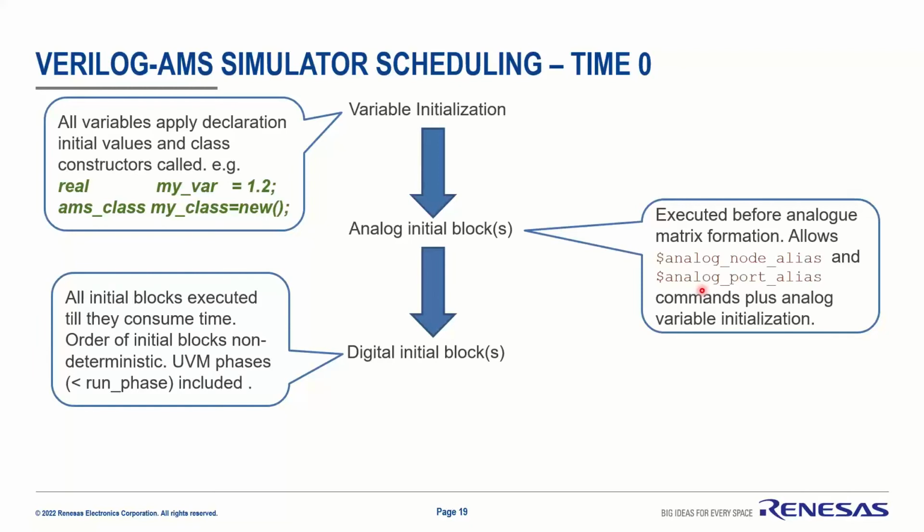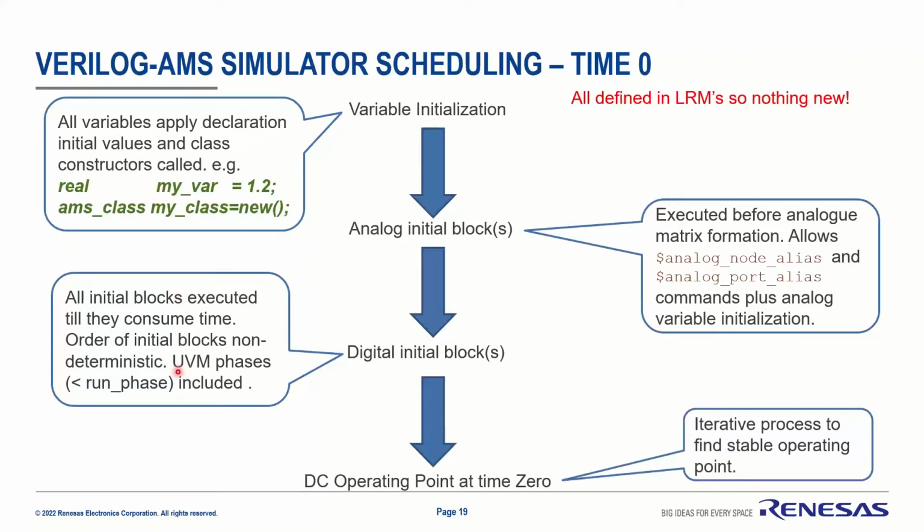It passes control back to the digital, and this is where it will start to run through all the initial statements until it starts to consume time. So basically, in this stage here, this allows you to reconfigure that resistor to be an open or a short or a different value. Once all the initial blocks have got to the stage that they're consuming time, it passes the control over to the analog, where it'll go and do a DC operating point, and that's an iterative process.